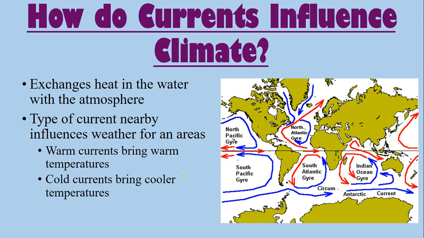So one thing about currents, though, is that they can influence the climate. If you don't know, the climate is the average of an area with weather. It does factor into the weather an area will have too. So there's an exchange of heat in the water with the atmosphere when you mess with currents. So the type of current nearby does influence the weather of an area. So if you have a warm current nearby, you're going to have more warm temperatures.